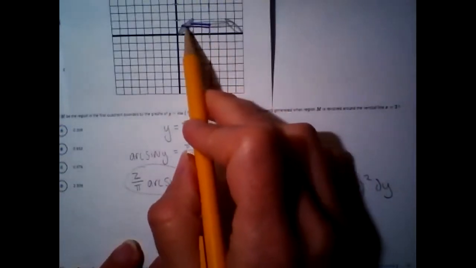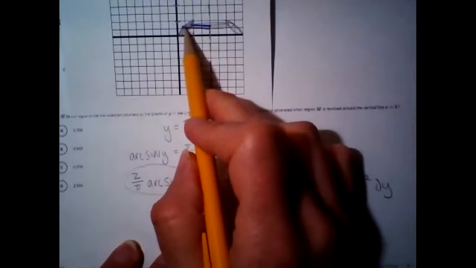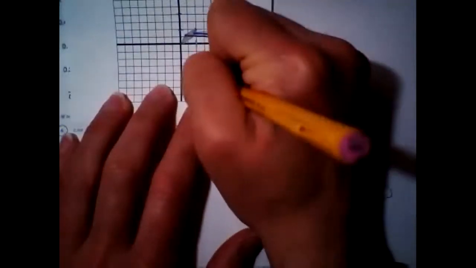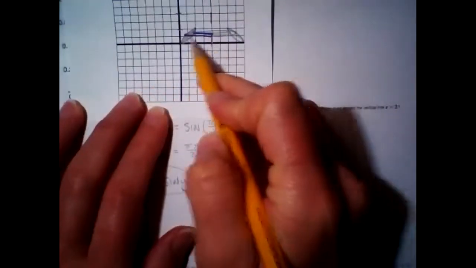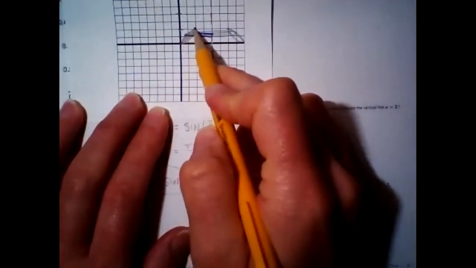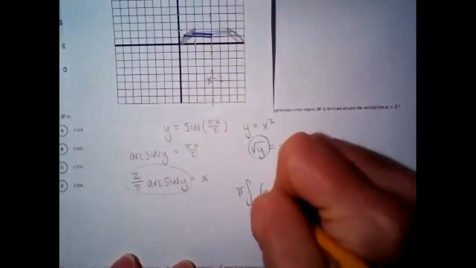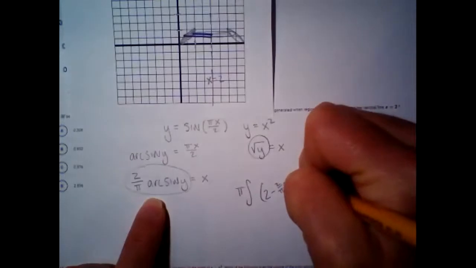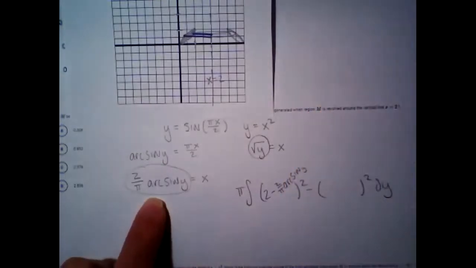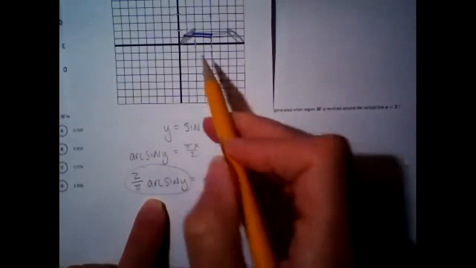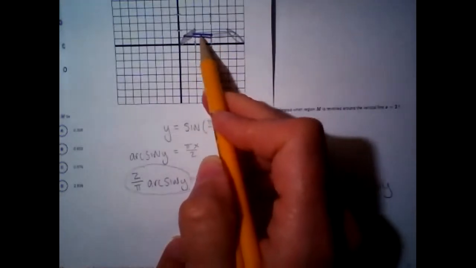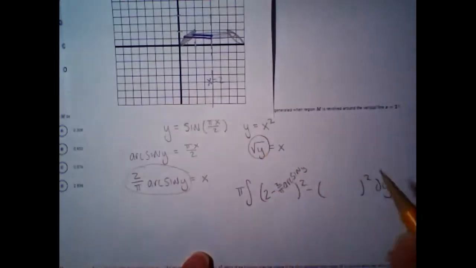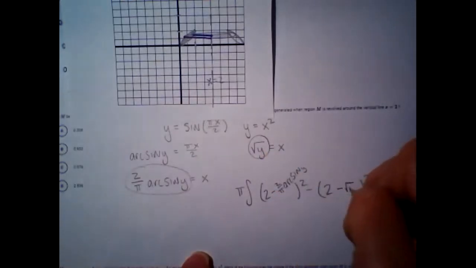Right, the pink line is the outer radius. It's right graph minus left graph. So this axis of rotation is x equals 2. So it's going to be 2 minus the sine curve, and it's going to be arc sine. So 2 minus 2 over pi arc sine of y. Sorry, I didn't draw big enough parentheses there. And then the blue line is the inner radius. It's going to be 2 minus the parabola curve, which we rearranged as square root of y. So 2 minus square root of y.